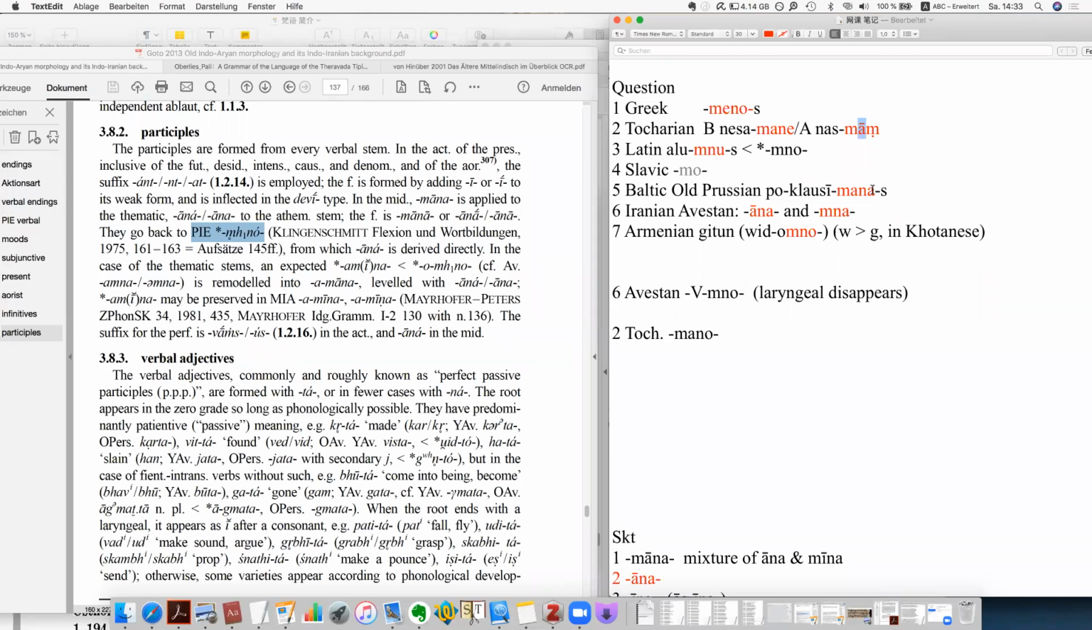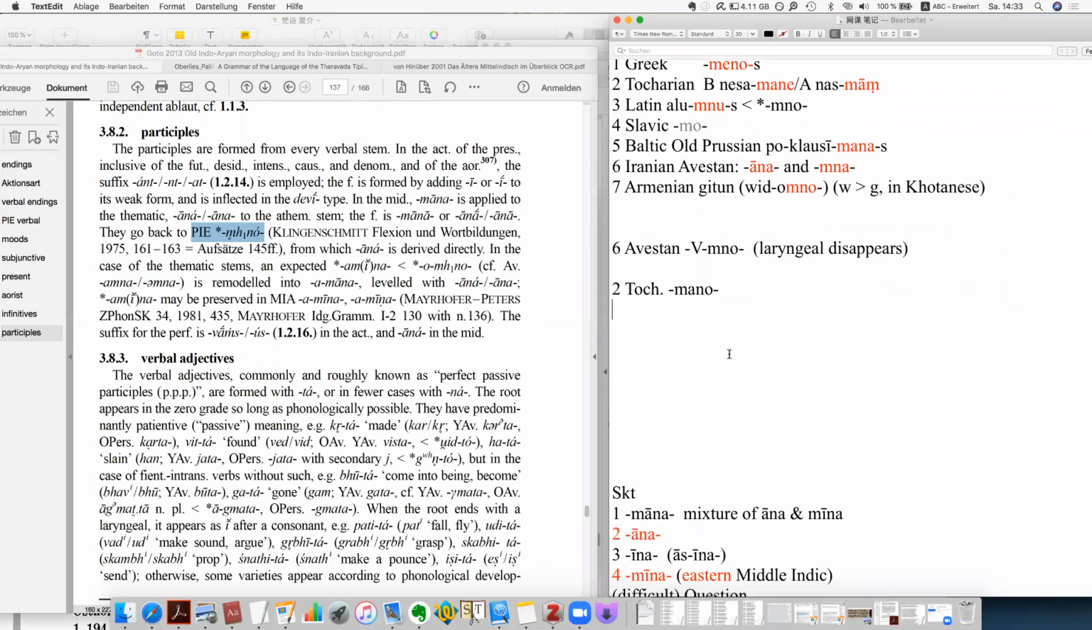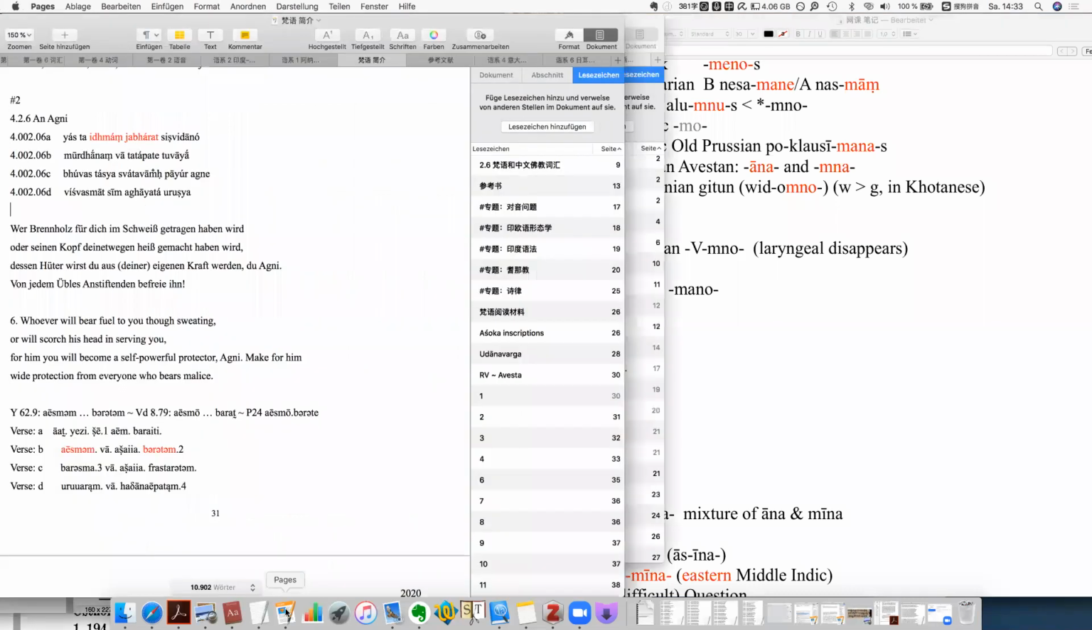And in Baltic, I'm not sure about the Baltic form, but we can talk about it later. Because I also plan to offer an introductory course to Baltic languages like Lithuanian, Latvian, and also Old Prussian. So this is basically a little bit complicated explanation for the middle participle. So probably we can read some Rigveda.